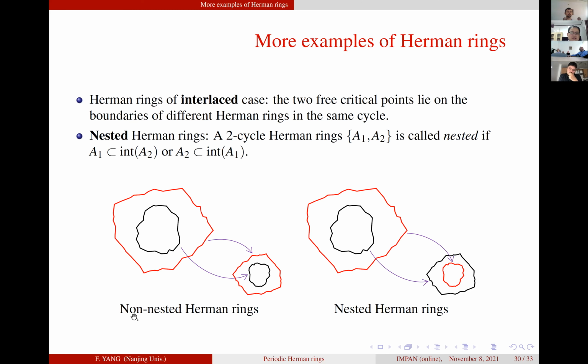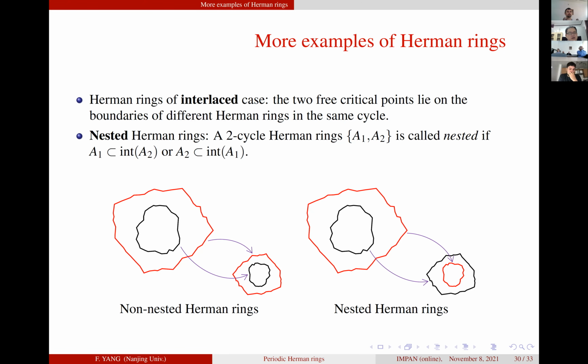And the second is about the nested Herman ring. What is the nested Herman ring? We can first see what is non-nested Herman ring. Non-nested Herman rings: the outer boundary maps to the outer boundary, and the interior boundary maps to the interior boundary. And all the results we stated before are for the non-nested Herman rings. And the nested Herman ring means the map maps the outer boundary to the interior, and the interior boundary maps to the outside. This is non-nested, this is nested.